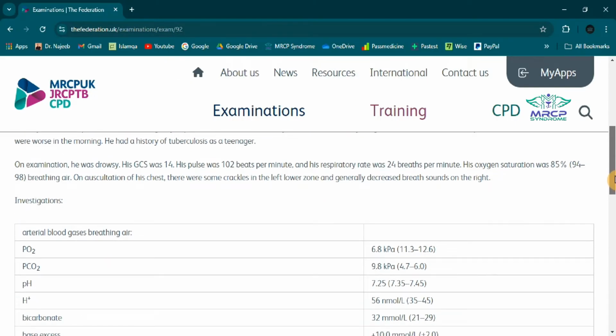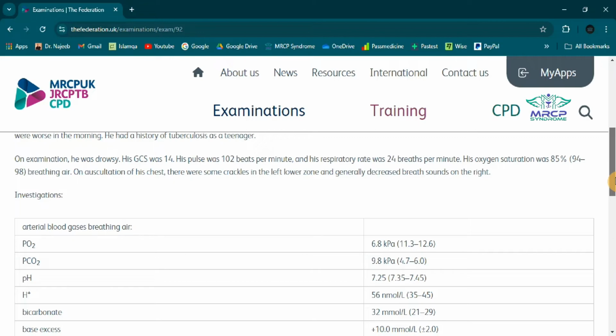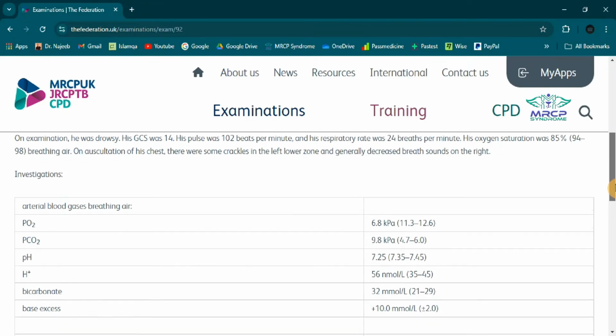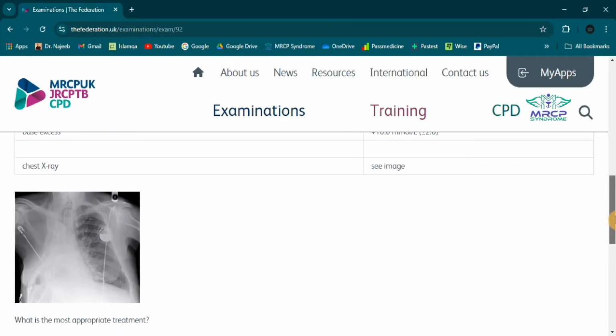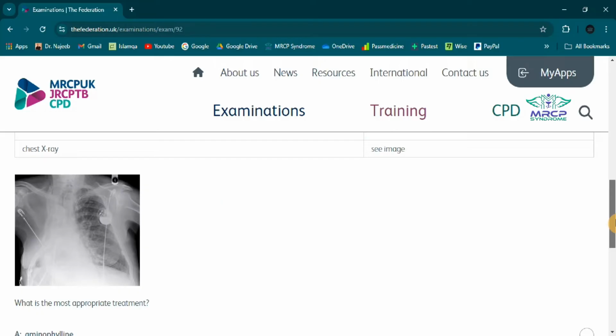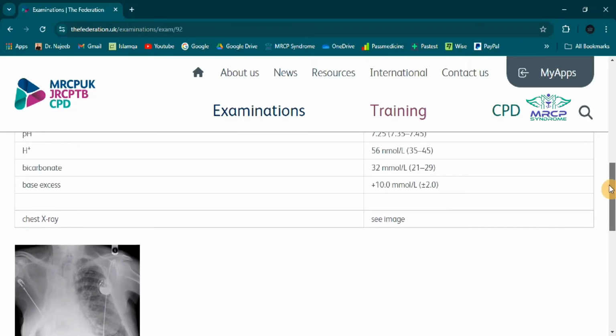On auscultation of his chest, there were some crackles in the left lower zone and generally decreased breath sounds on the right. On ABG, breathing air, PO2 6.8, PCO2 9.8, pH 7.25, H plus 56, bicarbs 32, base excess was plus 10. Chest X-ray shown below. What is the most appropriate treatment?